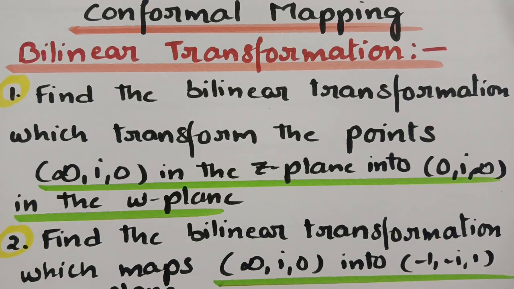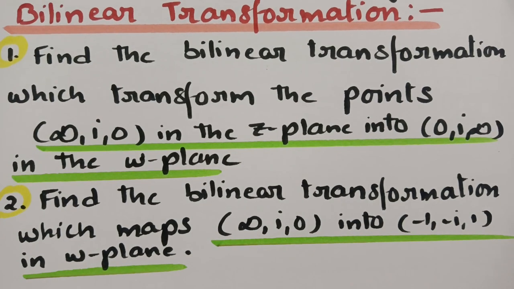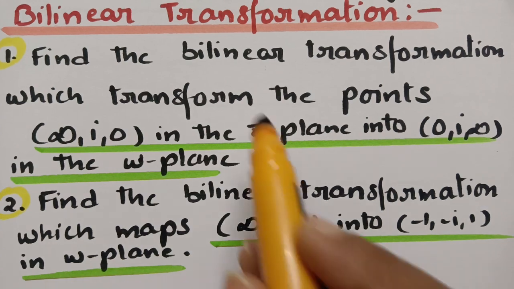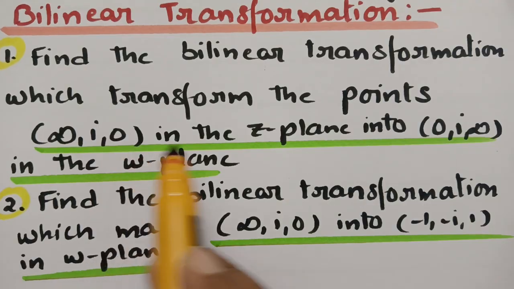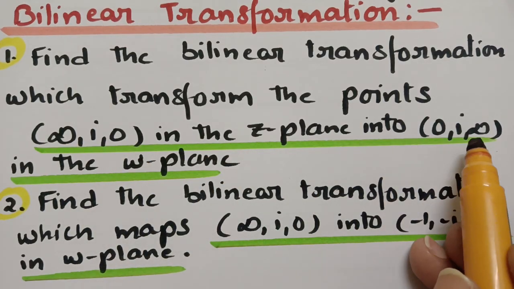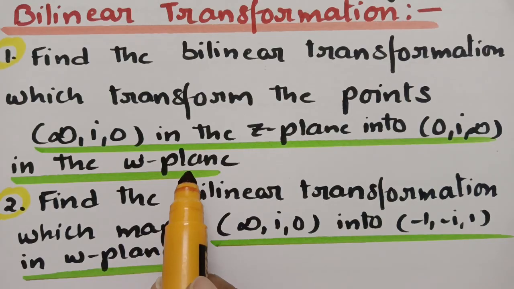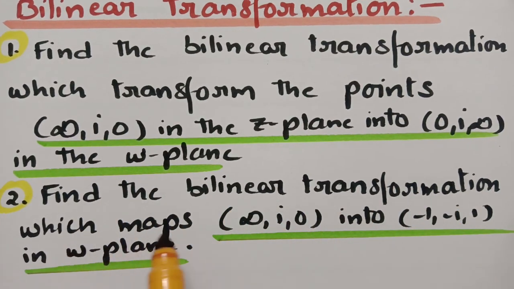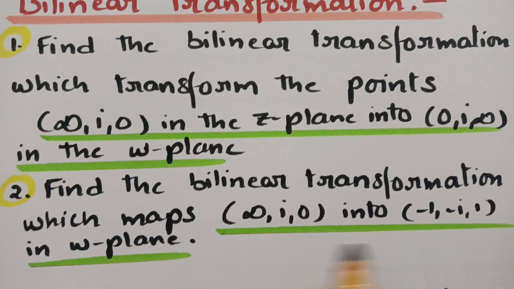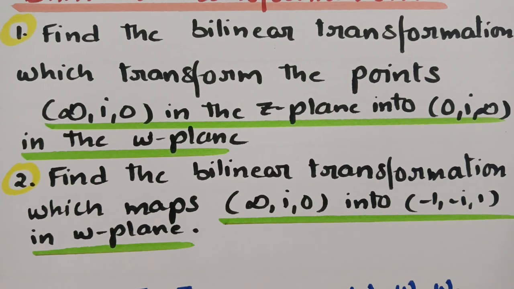And coming to today's topic, that is on bilinear transformation, and this is from conformal mapping. So there are two problems flashing on the screen. The first one is find the bilinear transformation which transforms the points infinity, i, 0 in the z plane into 0, i, infinity in the w plane. Whereas the second question, find the bilinear transformation which maps infinity, i, 0 into -1, -i, 1 in the w plane. So these two questions you might see in the question paper very soon.